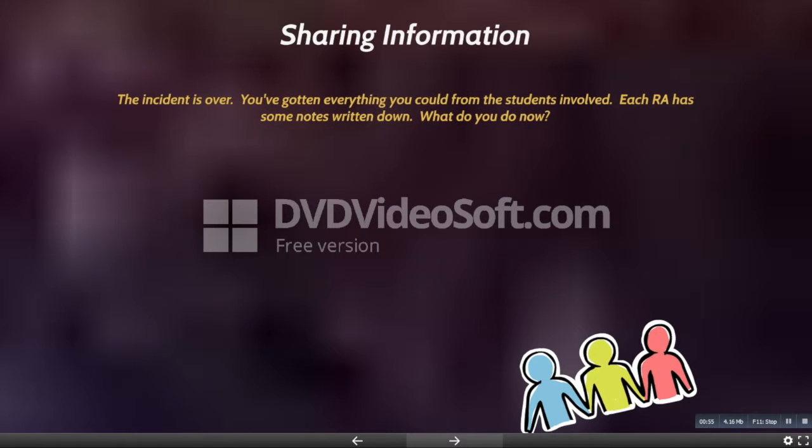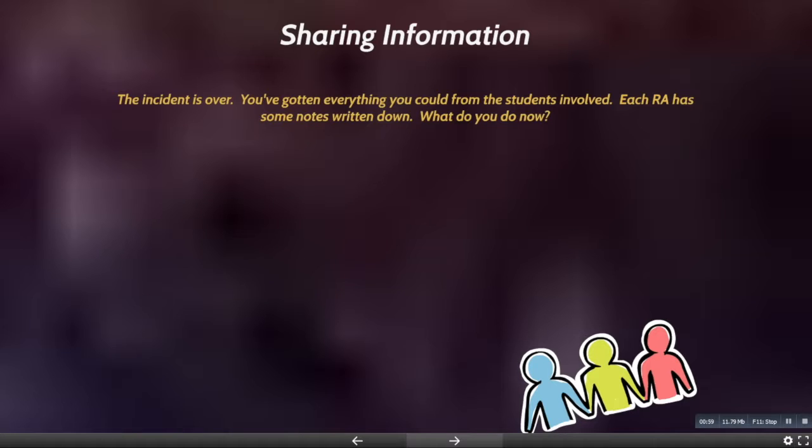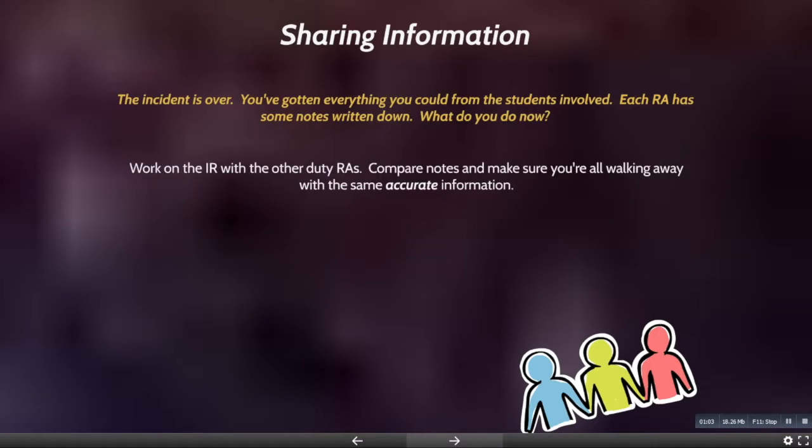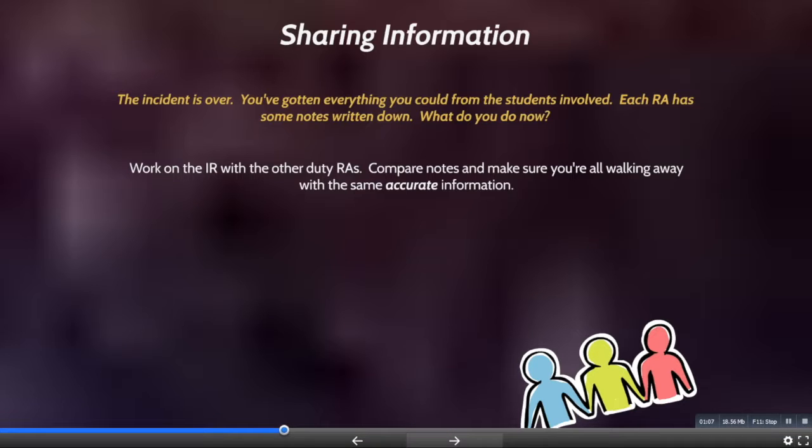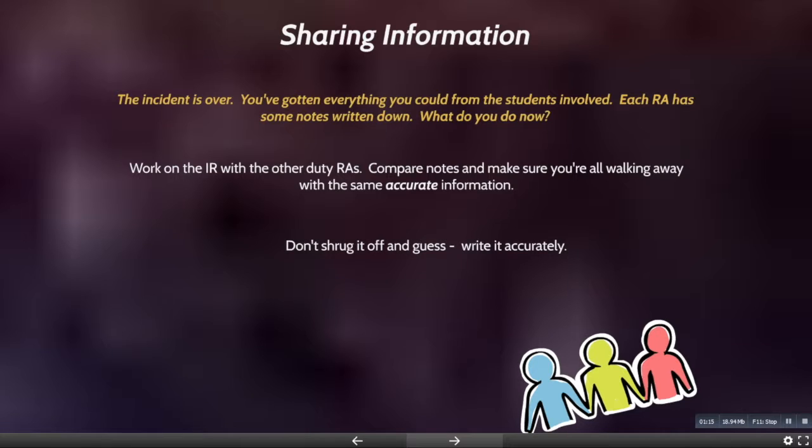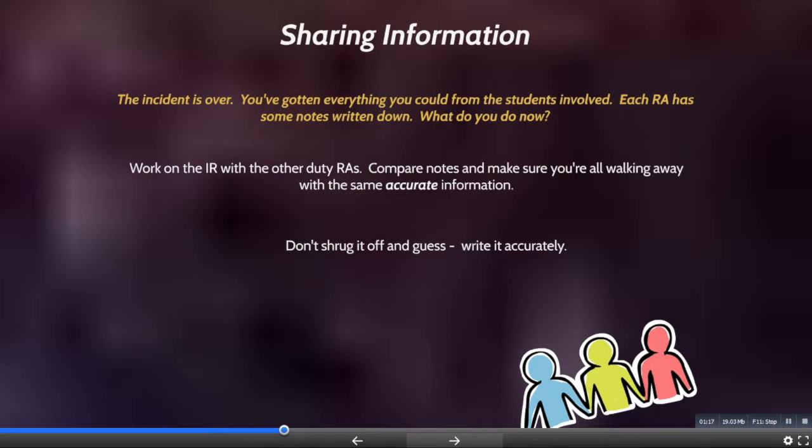So now that the incident is over, you've gotten everything you could get from the students involved. Each RA has some notes written down. What do you do? What are you responsible for doing? Well, you want to work on the IR with other on-duty RAs. Compare your notes. Make sure you're walking away with the same accurate information. Don't shrug it off and guess. Write your report accurately.